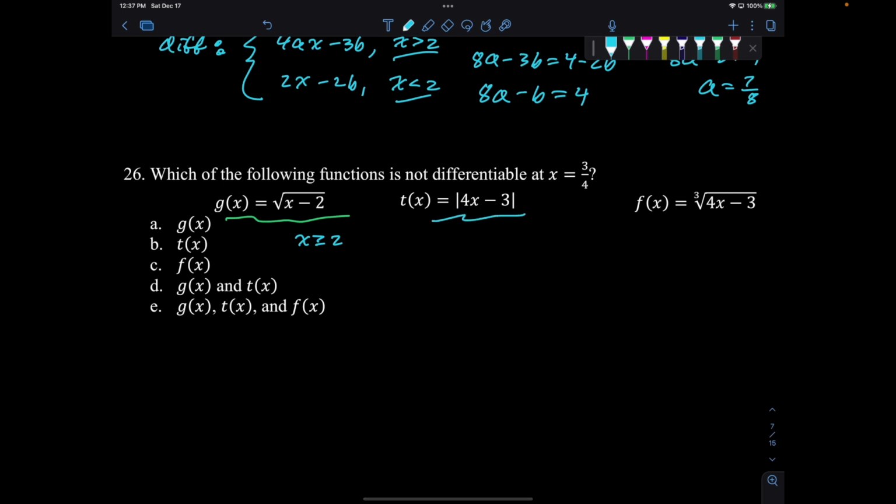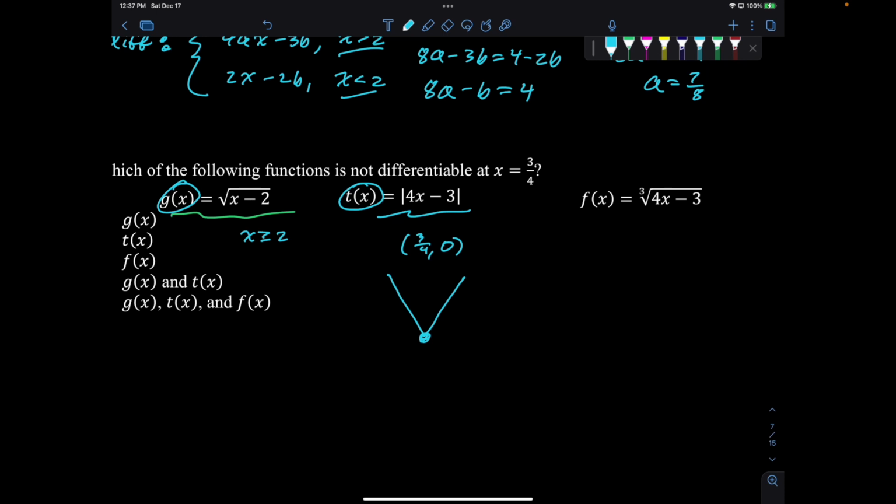This one has the vertex at 3/4, 0, and we know that it kind of goes like that, so it's definitely not differentiable there. So far we've got this and this, which means the answer is either D or E at this point. And then this one, let's actually find the derivative.